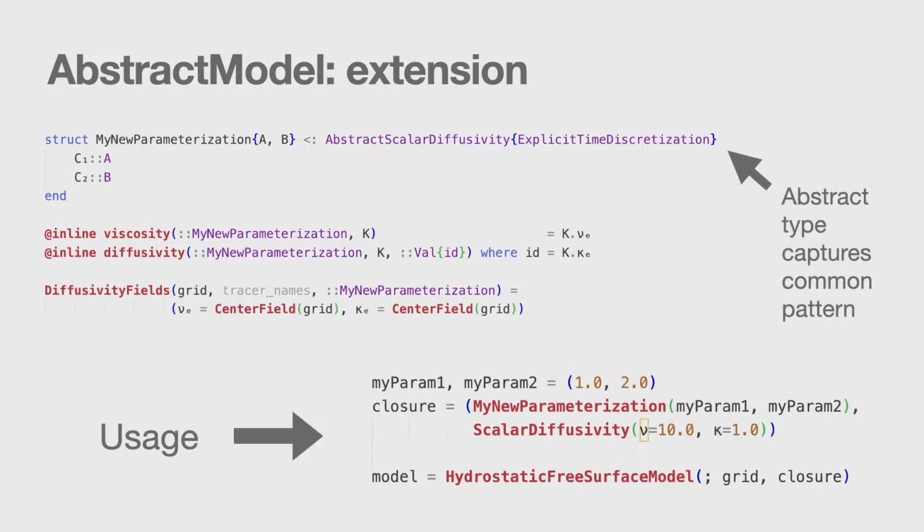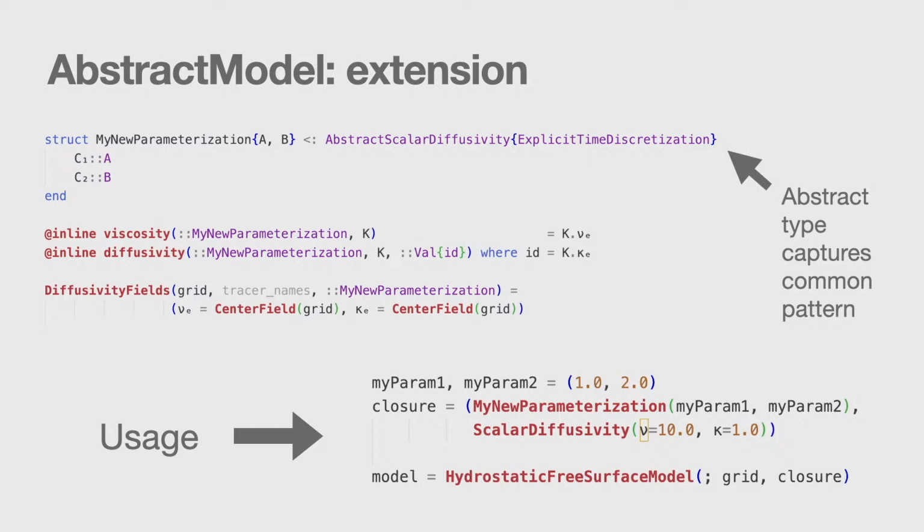I'll show here an example of how you would actually build a new parameterization for Oceananigans. In this case, I'm specifying a new type that defines a diffusive parameterization. If you want to write a parameterization as a diffusive process, we already have an abstract type in Oceananigans that captures the behavior of a diffusion process. So it's enough to subtype that abstract type and extend just two or three functions, and then you have a parameterization that is compatible with Oceananigans directly.